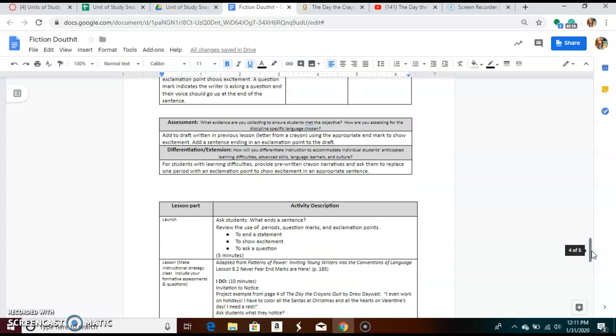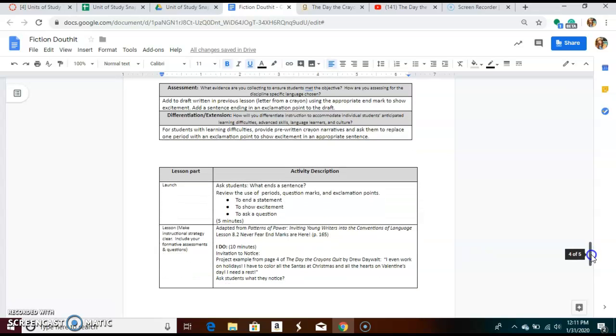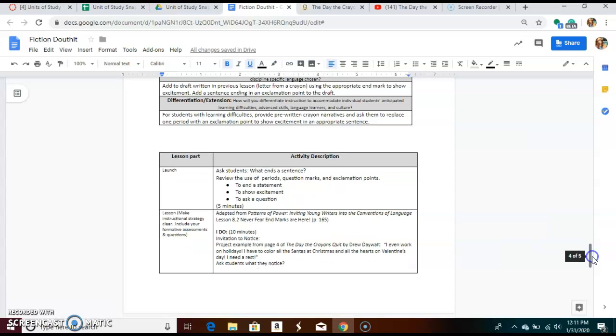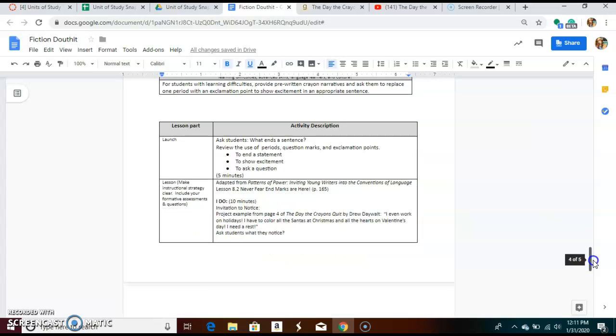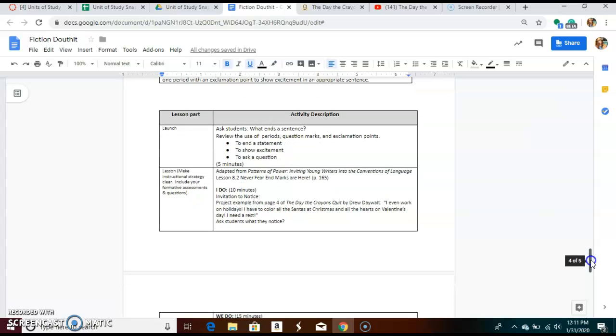The launch of this lesson would just be asking the students what ends a sentence. Most of them would know the three punctuation marks used: a period, a question mark, and an exclamation point. I adapted lesson 8.2, Never Fear, End Marks Are Here, from Patterns of Power: Inviting Young Writers into the Conventions of Language. It's on page 165.